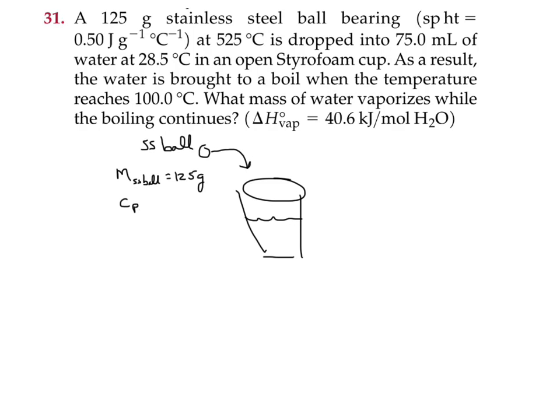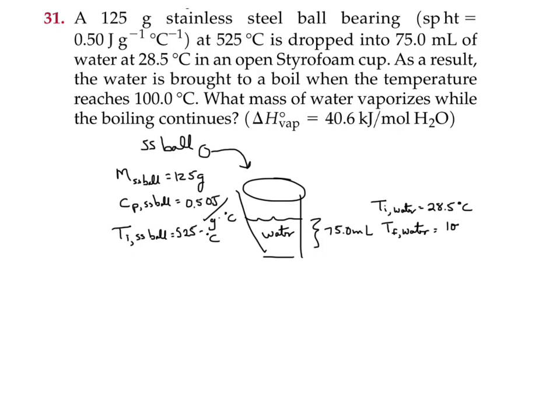31. Actually, 31 and 32 go together. They both have the stainless steel ball, the same mass of the stainless steel ball, and the specific heat of the stainless steel is given. The initial temperature of the stainless steel is a whopping 525 degrees Celsius. You're going to douse that stainless steel ball, in this case, into water. They give the volume of the water. They give the initial and the final temperature of the water.